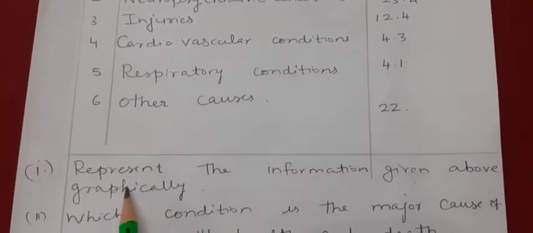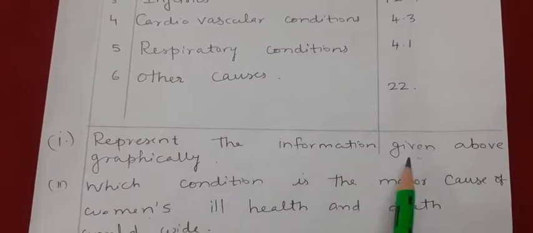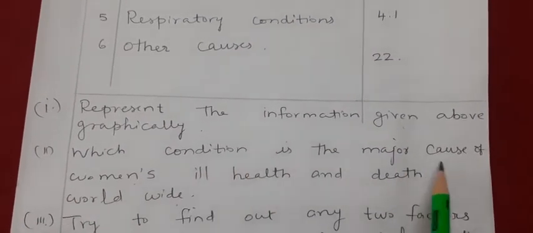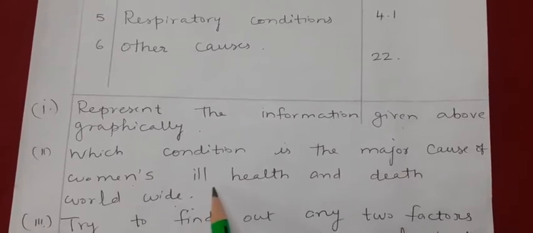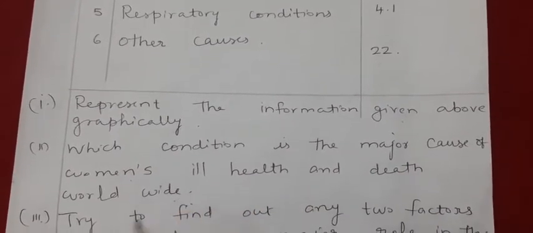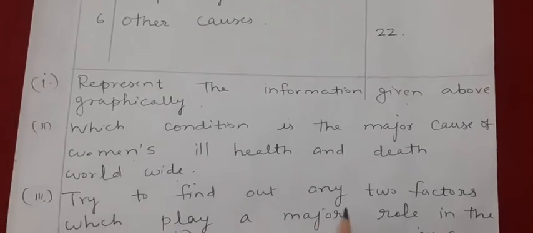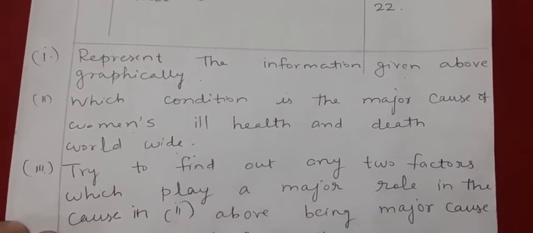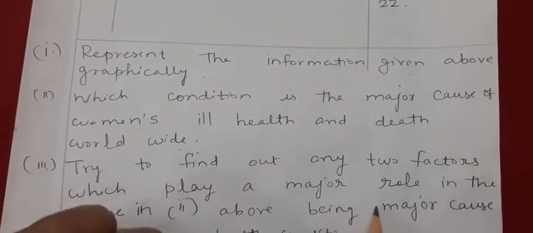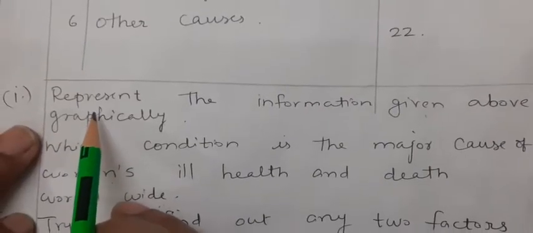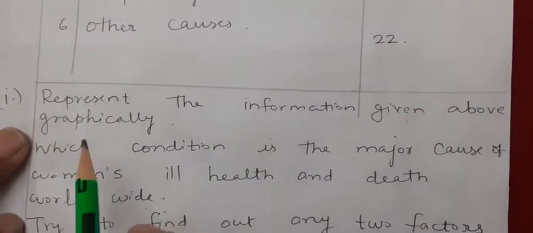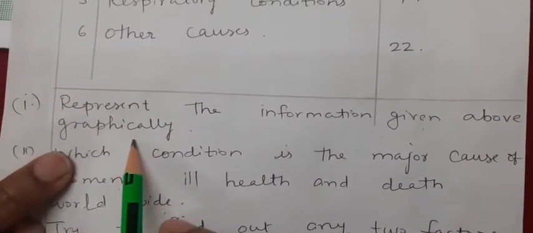Now first part of the question is, represent the information given above graphically. Second, which condition is the major cause of women's ill health and death worldwide? Third part, try to find out any two factors which play a major role in the cause in second part, above being major cause. So first part of the question is, represent the information given above graphically. That means we have to draw the bar graph for this.